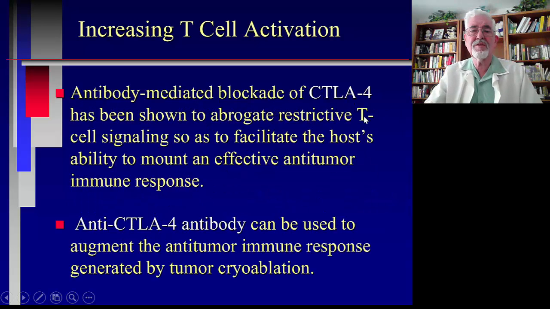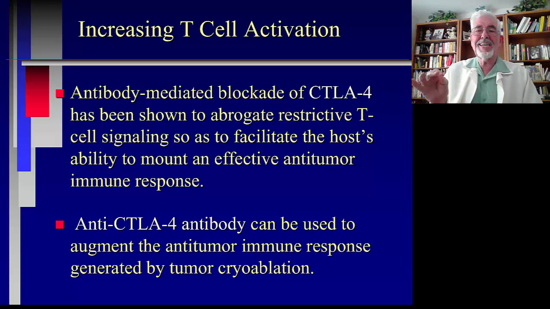Antibody-mediated blockade of CTLA-4 has been shown to abrogate restrictive T cell signaling so as to facilitate the host ability to mount an effective anti-tumor immune response. So this CTLA-4, which is a receptor on the T cell, we don't let the tumor have any material attached to it. We create an antibody that covers it and blocks that keyhole so the tumor material could not cause that T cell to be inhibited. So by plugging all the holes for deactivation, we enable that T cell to be activated.